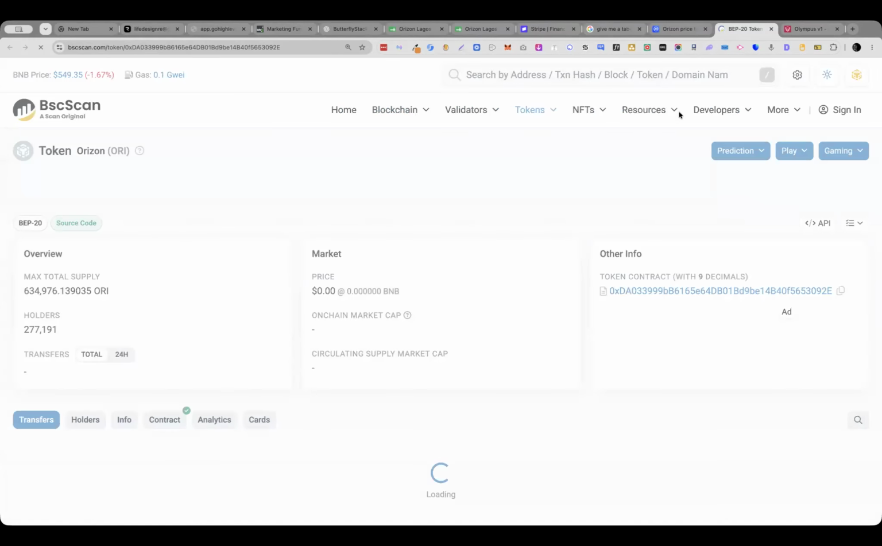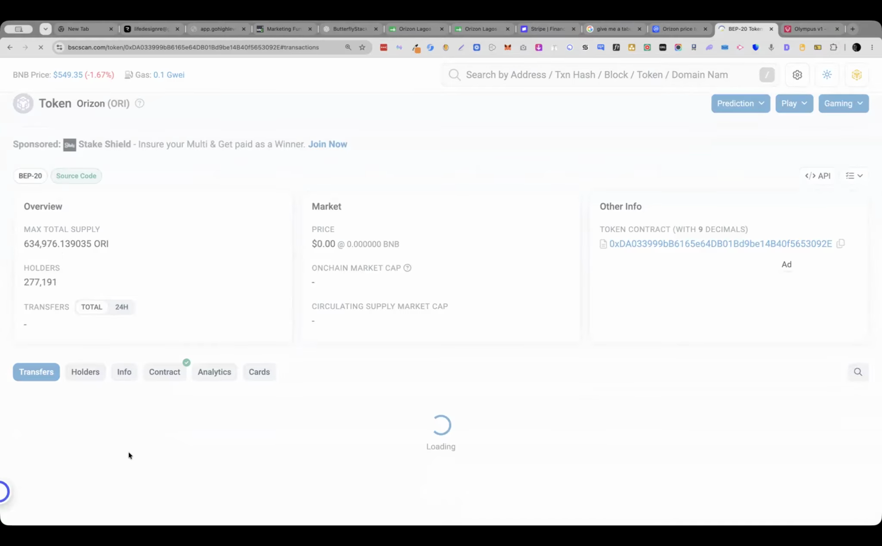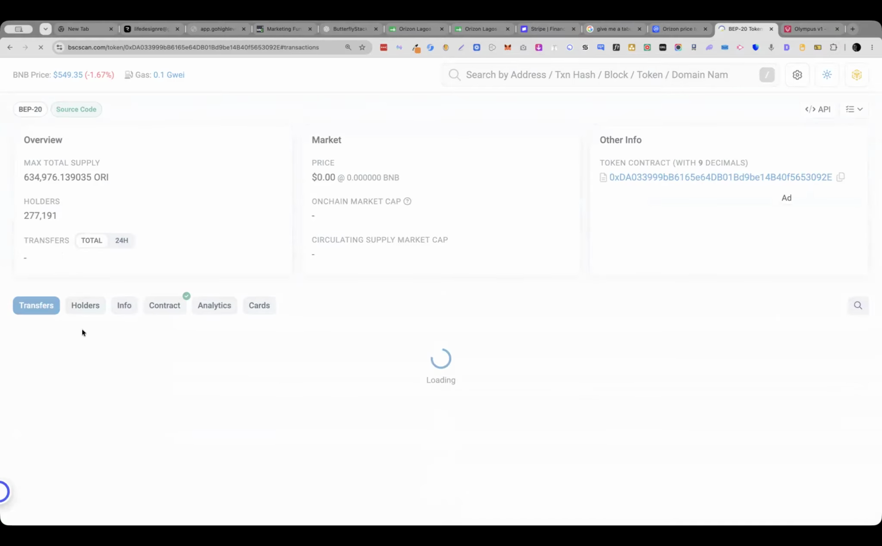We are about to come to a close here. So here you see, it's coming to the chain. You see the token here, Ori is the name of the token. You scroll down. Here, transfers are what it landed on, but you can see holders.